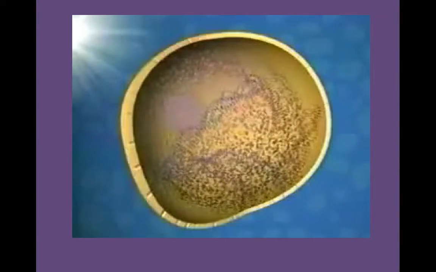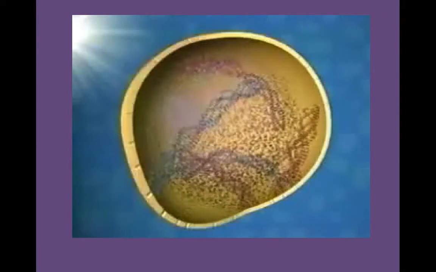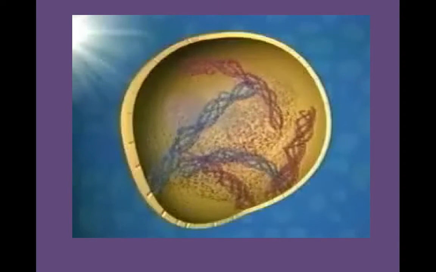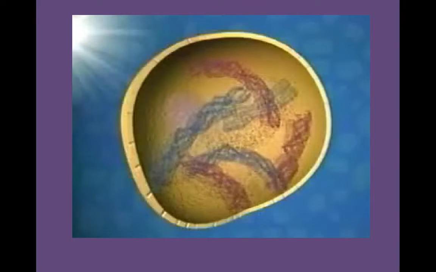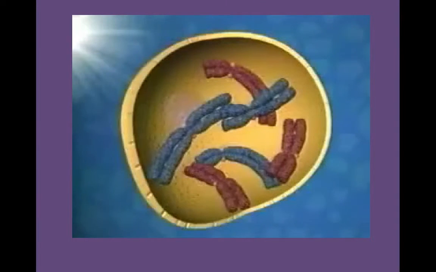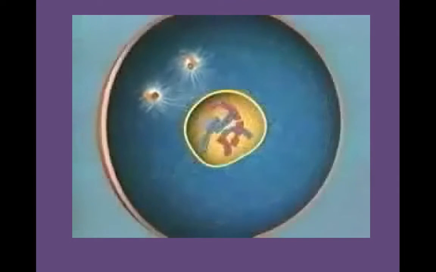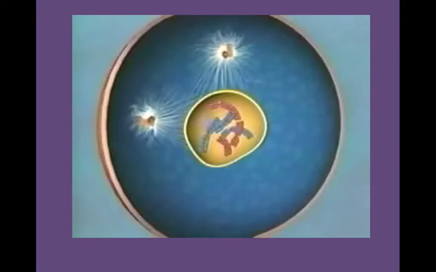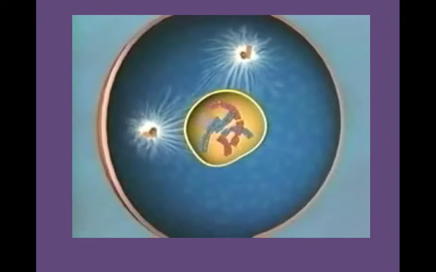Mitosis begins as the long threads of DNA in the nucleus start to coil. Having already replicated, these threads emerge as the double strands we know as chromosomes. Meanwhile, protein fibers grow from the migrating centrioles, forming a latticework of spindles. For reasons scientists don't fully understand, the nuclear membrane suddenly disintegrates.